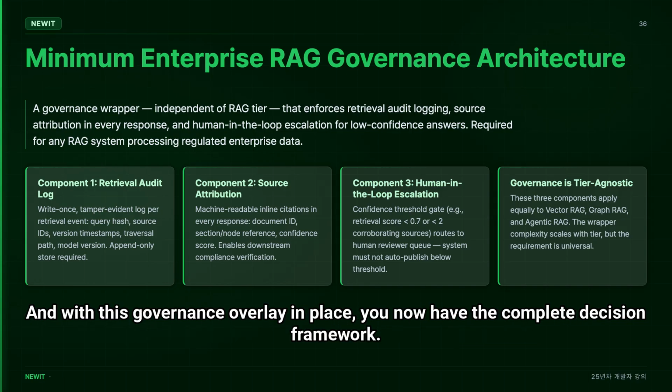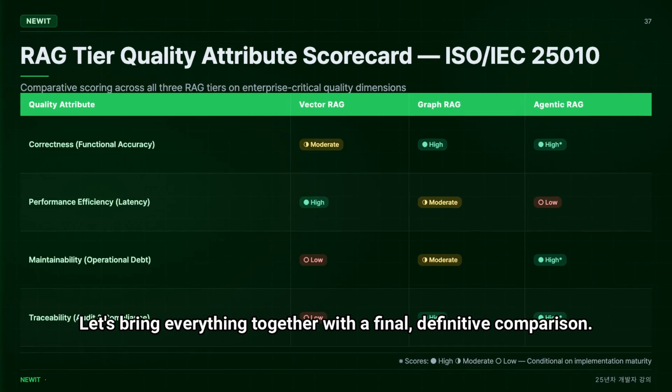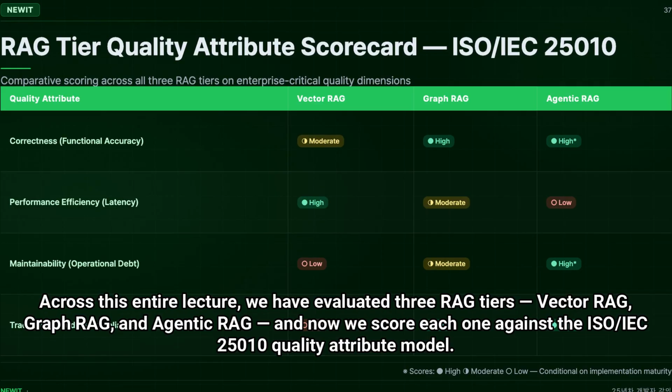And with this governance overlay in place, you now have the complete decision framework. In the final chapter, we will synthesize everything and answer the original question. Is RAG dead, or has it evolved into something more powerful and more demanding than anyone anticipated? Let's bring everything together with a final, definitive comparison. Across this entire lecture, we have evaluated 3 RAG tiers: Vector RAG, Graph RAG, and Agentic RAG. And now we score each one against the ISO quality attribute model.